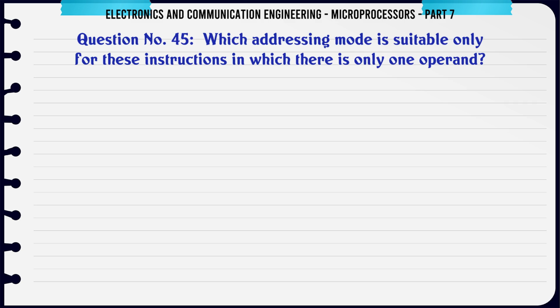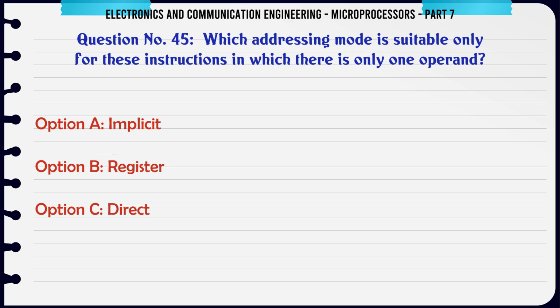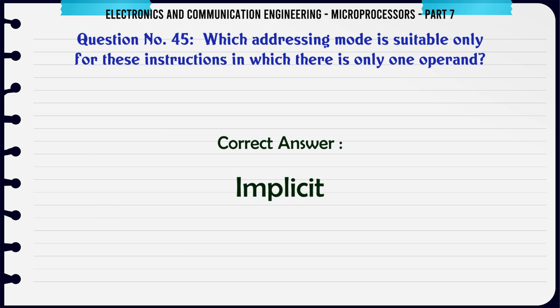Which addressing mode is suitable only for these instructions in which there is only one operand? A. Implicit. B. Register. C. Direct. D. Immediate. The correct answer is implicit.